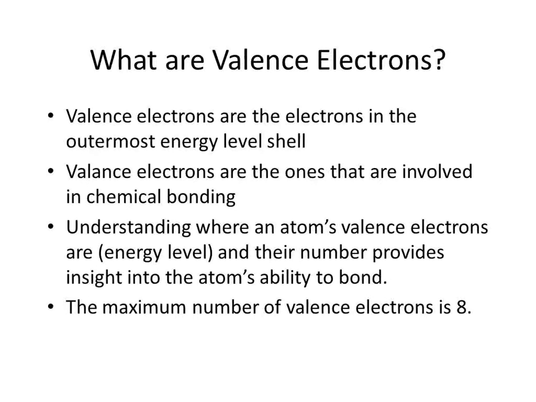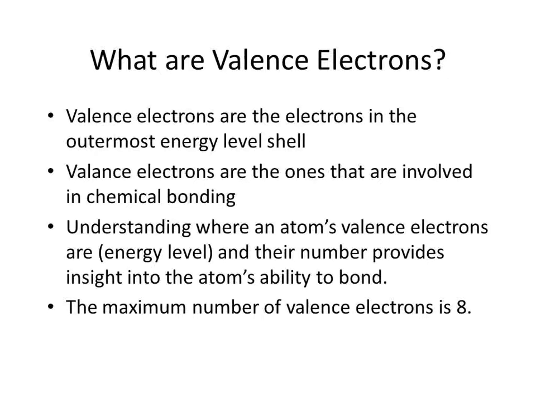You may already know this, but this is just a quick definition and review of what valence electrons are. Valence electrons are the electrons in the outermost energy level shell. Valence electrons are the ones that are involved in chemical bonding. We've already mentioned that. Understanding where an atom's valence electrons are, the energy level and the sublevels, and their number provides insight into the atom's ability to bond.